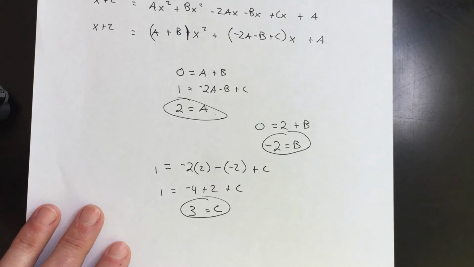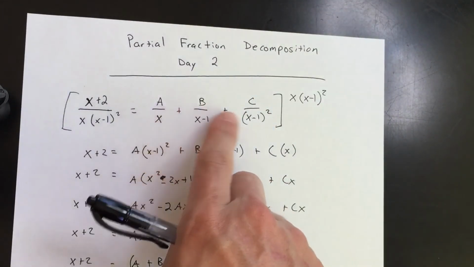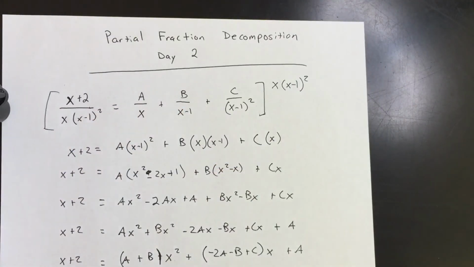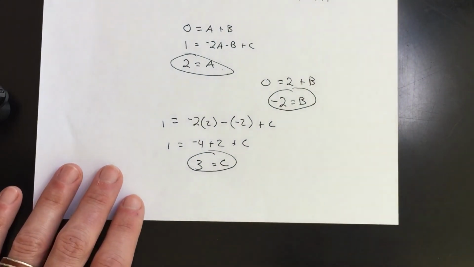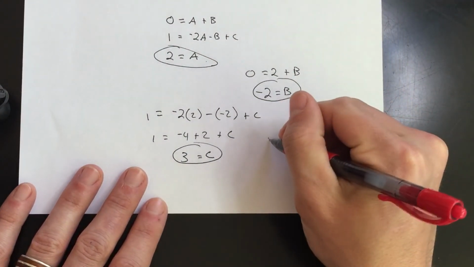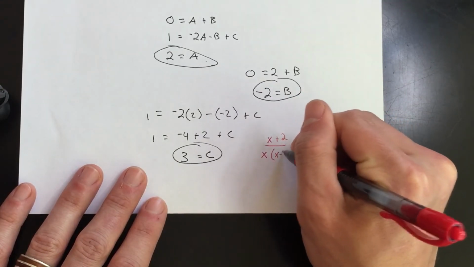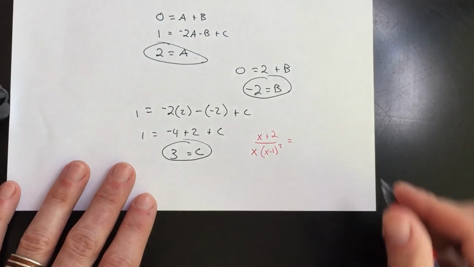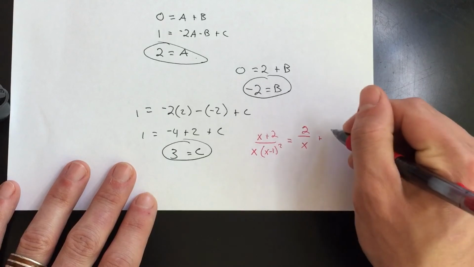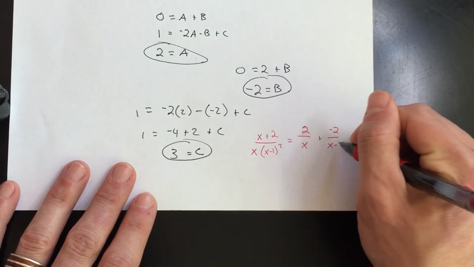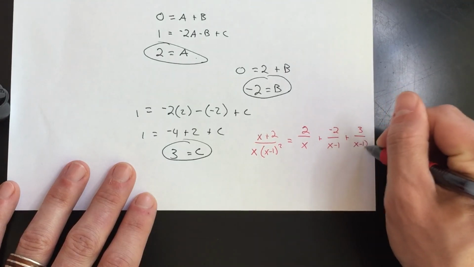And that's my answer. Now, again, we really should be going back to write our answer. So I'm going to go back and rewrite this line, just instead of A, B, and C, now we're going to have the answers for A, B, and C. So my final answer, which I'll write in red, we'll have x plus 2 over x times x minus 1 squared. That's my original fraction. It can be decomposed into 2 over x plus negative 2 over x minus 1 plus 3 over x minus 1 squared.